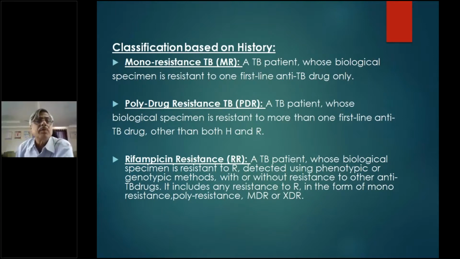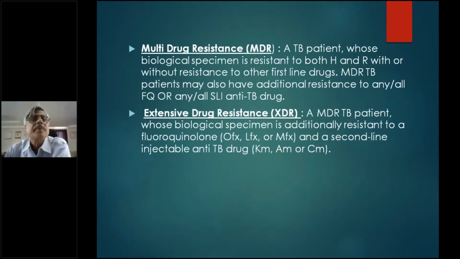Of course, mono resistant, polydrug resistant, rifampicin resistant, multi-drug resistant. The TB patient whose biological specimen is resistant to both isoniazid and rifampicin, with or without resistance to other first-line drugs. MDR patients may also have additional resistance to any of the drugs. Extensive drug resistance, I told you, is resistance to kanamycin, amikacin, capreomycin, along with fluoroquinolone.